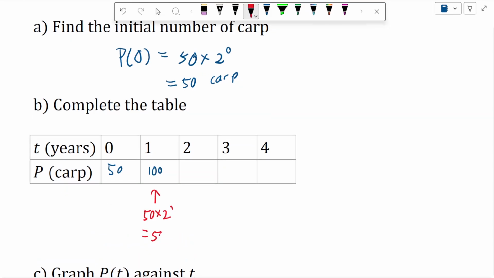So this is 50 times 2, which is 100. Similarly, we can go 50 times 2 squared, which is 50 times 4, or 200. So it's 200 there.